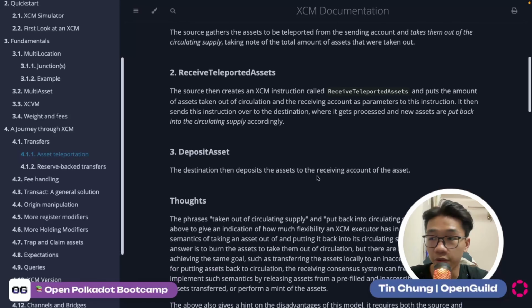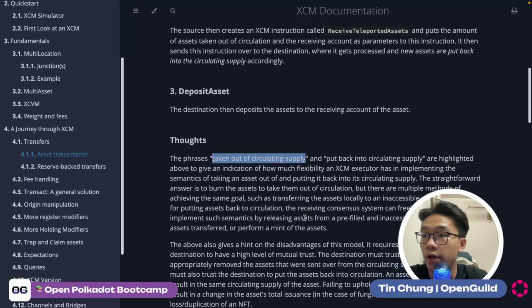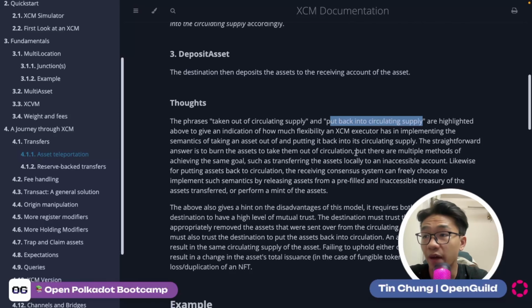As you can see right here, it uses the two phrases: taken out of circulating supply and put back into the circulating supply. This gives an indication of how much flexibility an XCM executor has in implementing the semantics of taking an asset out of and putting it back into its circulating supply.